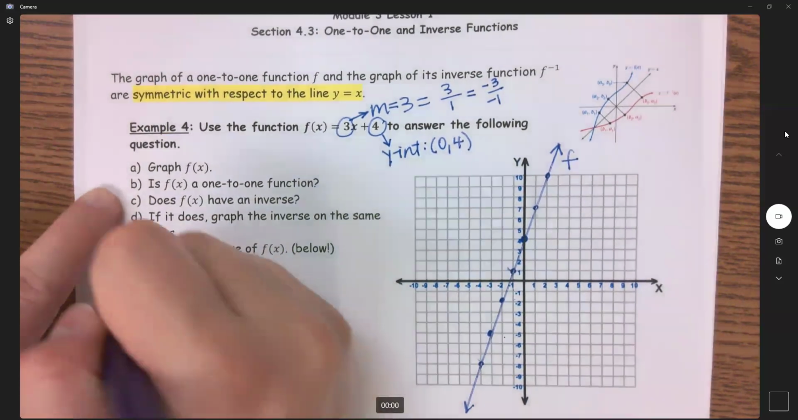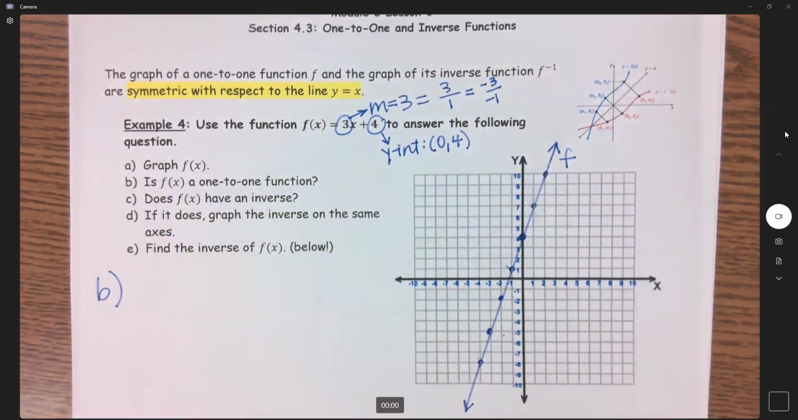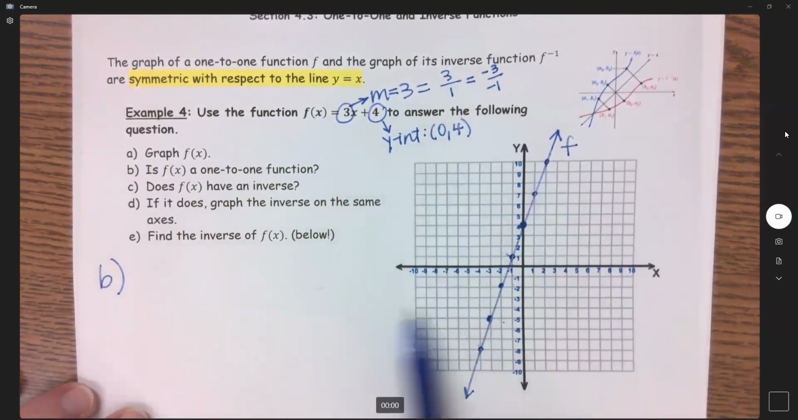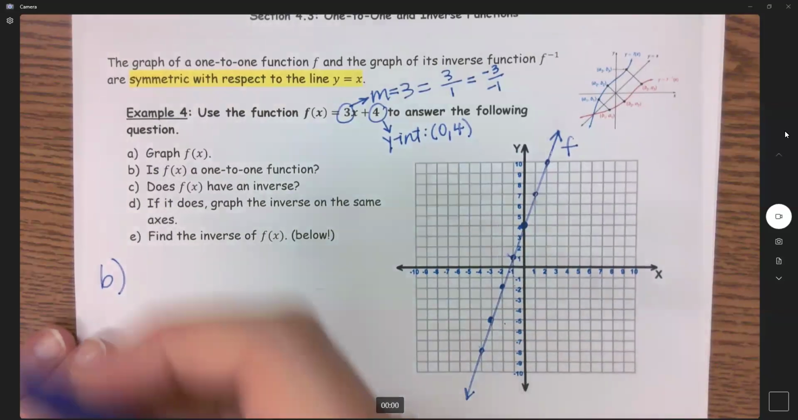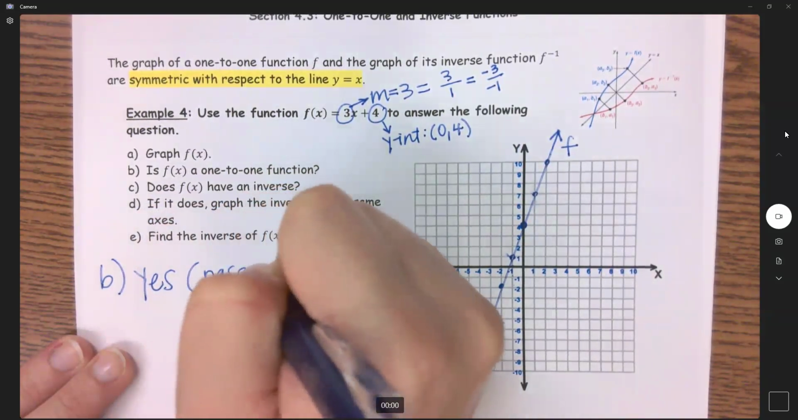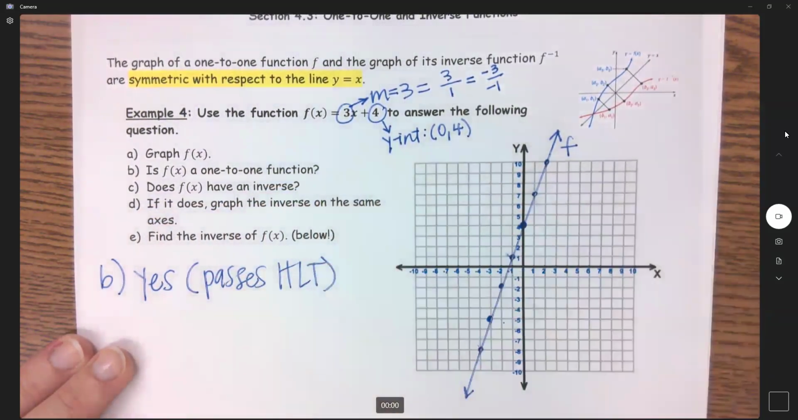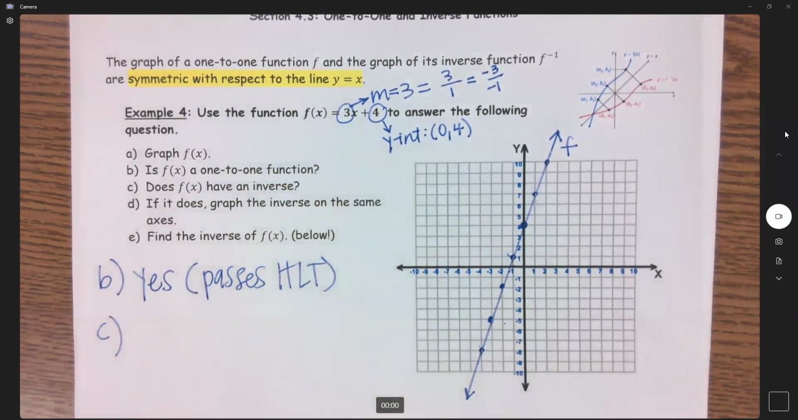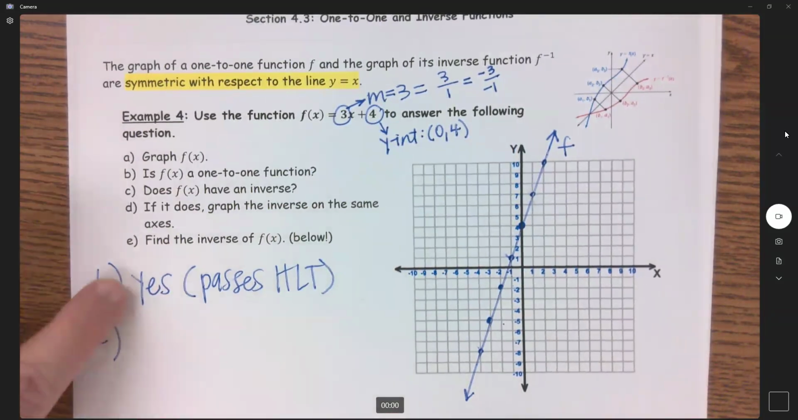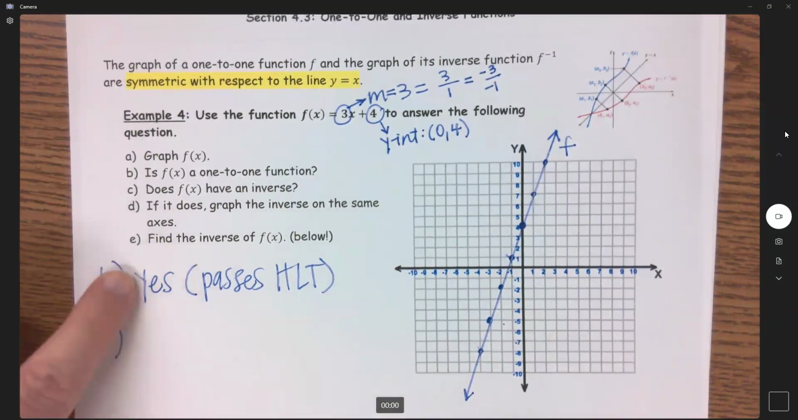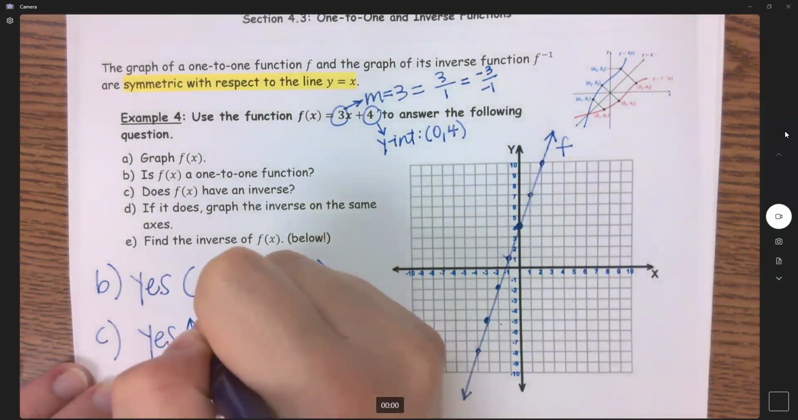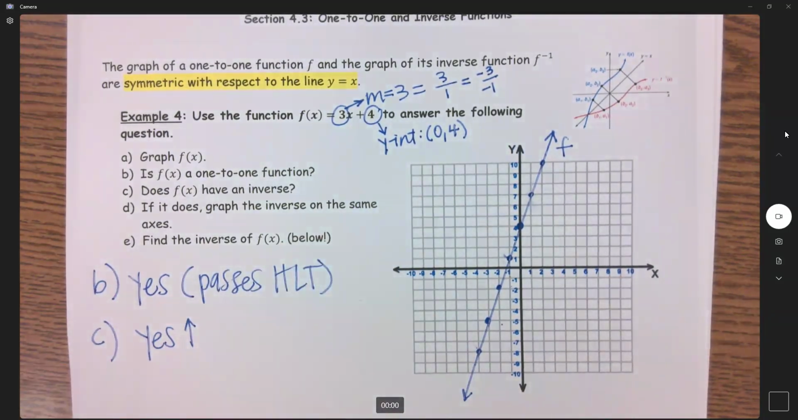For part B, it wants to know, is this a one-to-one function? Well, we determine that by using that horizontal line test. And anywhere I put a horizontal line, it only intersects once. So yes, I'm going to put in parentheses because it passes the HLT. So part C, does my function have an inverse? Well, these two go together. If it is yes, one-to-one, then it is yes, it has an inverse. I'm going to do yes with an arrow up. Because it is one-to-one, it has an inverse.